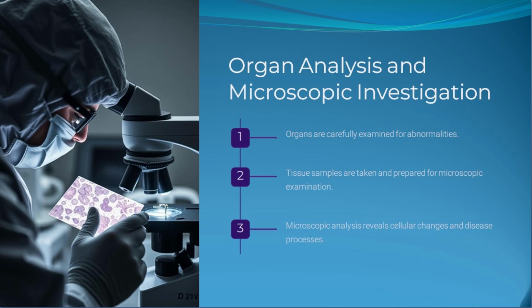Under a microscope, experts spot cellular-level problems like cancer cells, infection, or tissue death that explain disease progression or hidden conditions, for example, kidney damage from diabetes. These findings confirm causes of death and uncover silent illnesses, aiding medical understanding or legal cases.